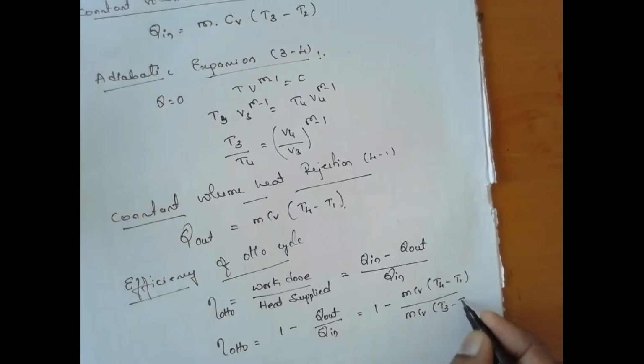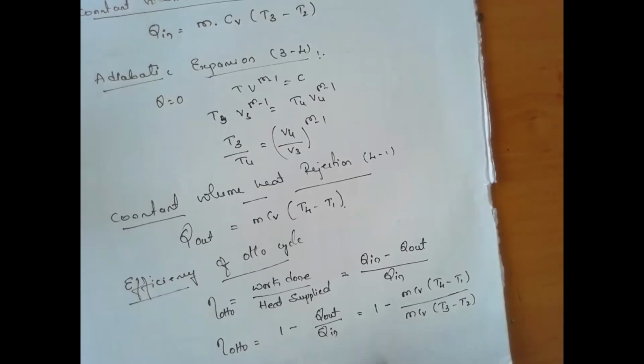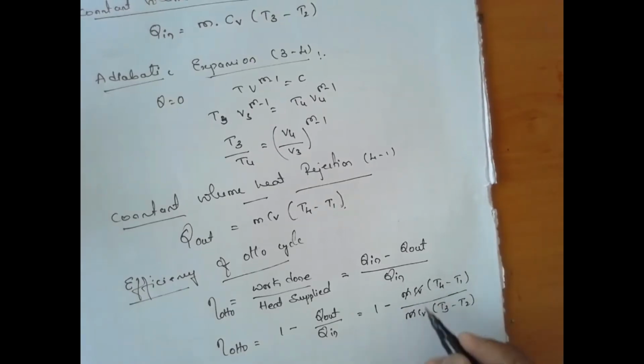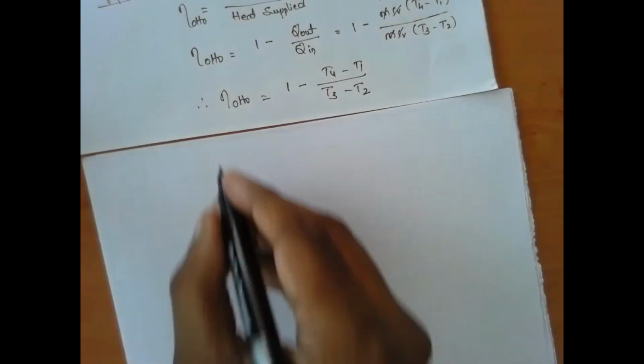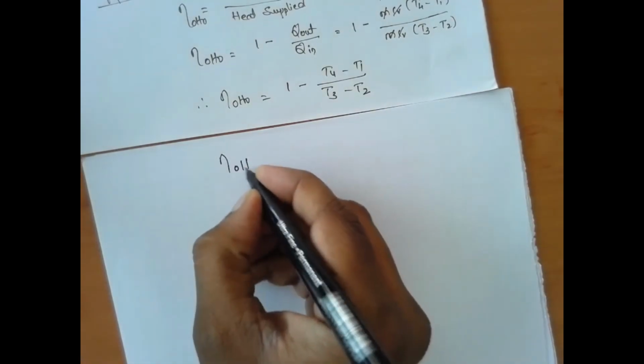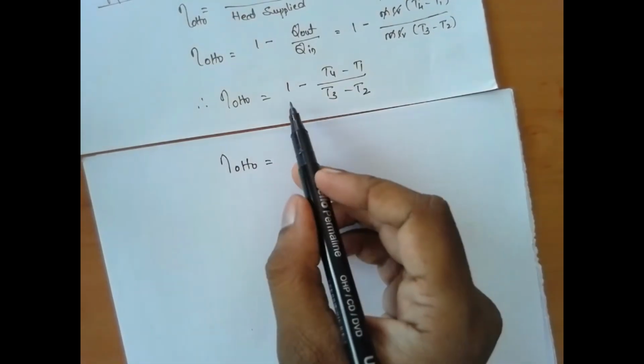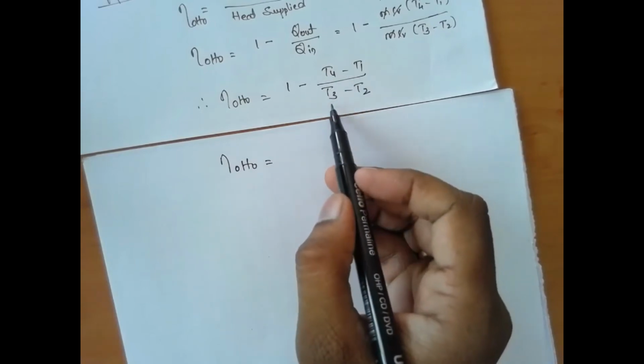mCv (T3 minus T2). So therefore, for the Otto cycle, I'll cancel out m and Cv, then I'll get 1 minus (T4 minus T1) divided by (T3 minus T2). You can alter this Otto cycle equation again: 1 minus (T4 minus T1) divided by (T3 minus T2).